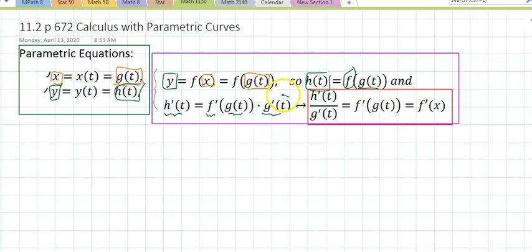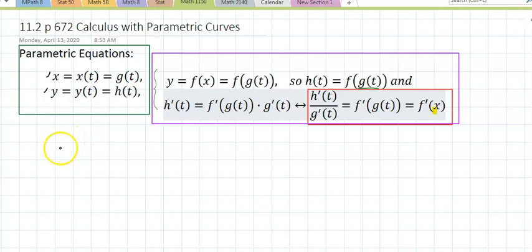And if you divide both sides by this, you will get f prime of g of t, and remember g of t is actually x, so the derivative of y with respect to x is h prime of t divided by g prime of t. Another way of really looking at this, I just don't want to clutter it with too many things.